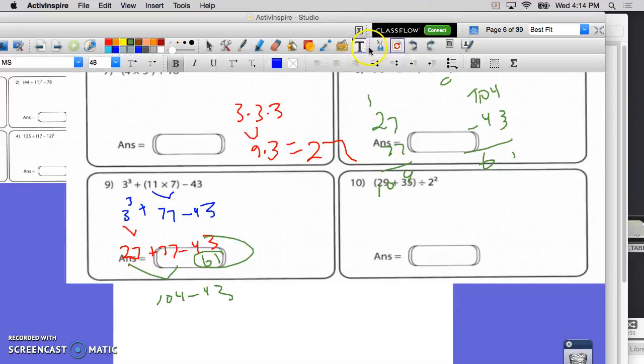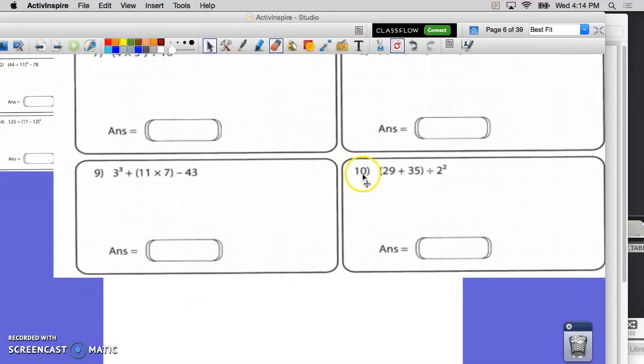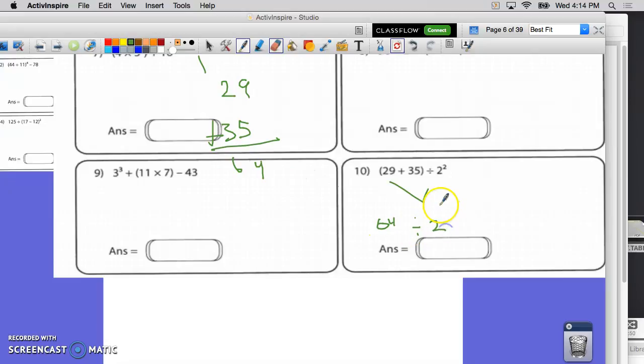Last one for you. Oops. Here we go. Parentheses first. 29 plus 35. That's 64. 64 divided by 2 squared. Of course, next you're going to do the exponent. 2 times 2 is 4. So really what I have is 64 divided by 4. Answer here, 16. Alright guys, that's all I'm doing for you today.